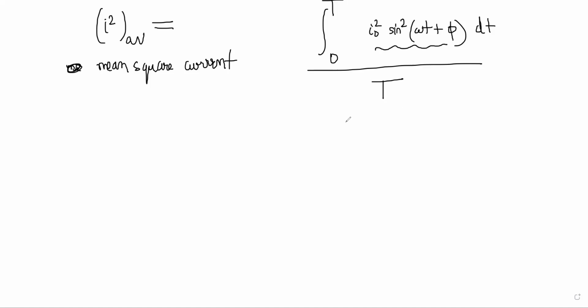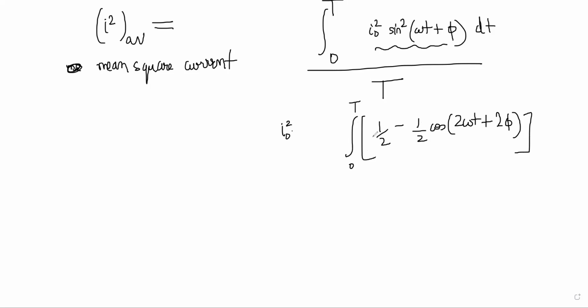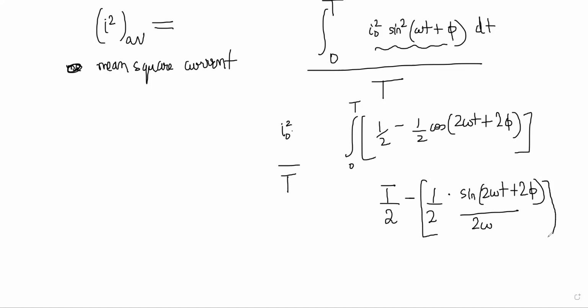Now we'll write it as I naught square times half minus half cos(2 omega t plus 2 phi). Integrating this from 0 to T, divided by T, this will be small t by 2, so capital T by 2 minus half sine(2 omega t plus 2 phi) by 2 omega, evaluated from 0 to T. So we'll have I naught square by T outside, and this is the thing.